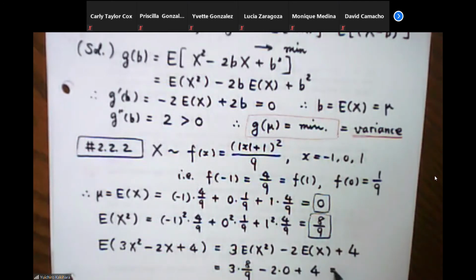So is equal to what? 8 over 3 plus 4. So 20 over 3. Okay. That is the answer.